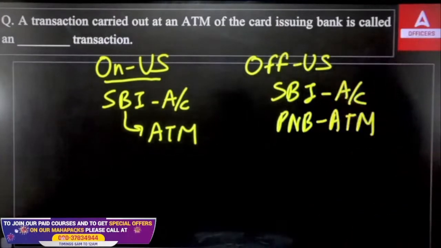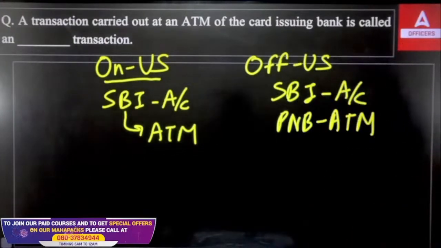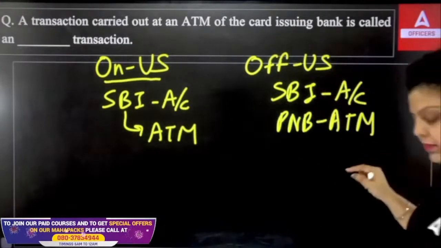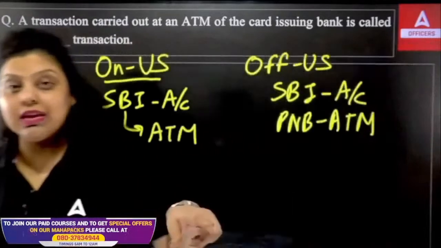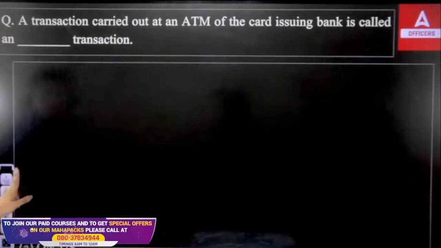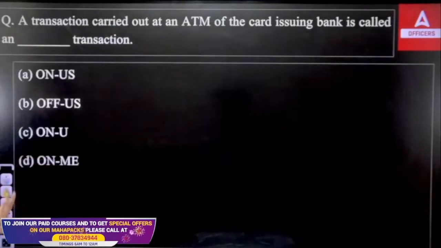So on-us and off-us transactions are there. On-us means you are withdrawing the money from the same bank's ATM, and in off-us you are taking withdrawal from a different bank's ATM. So which of the following will be correct?